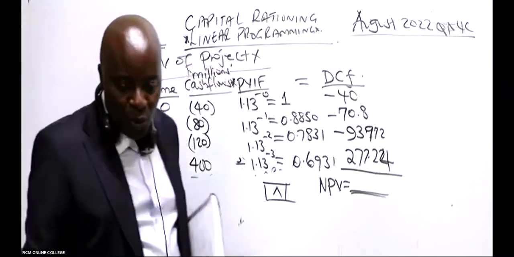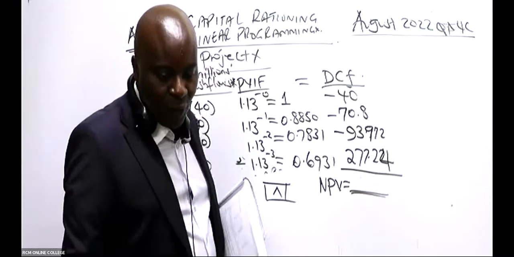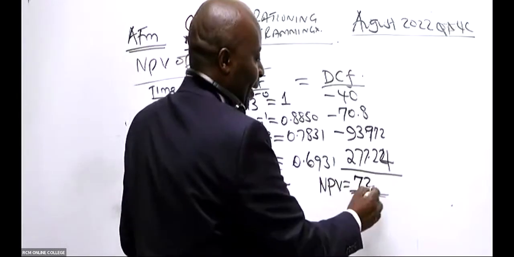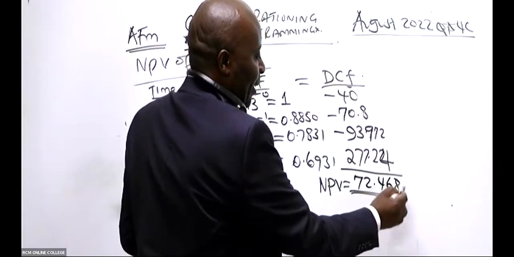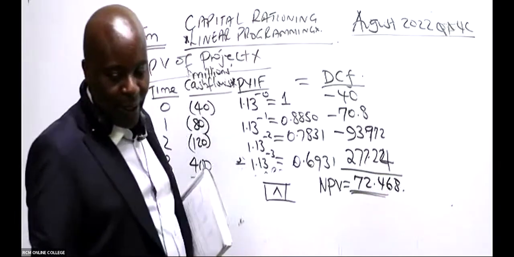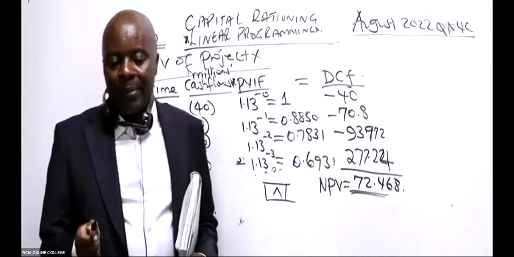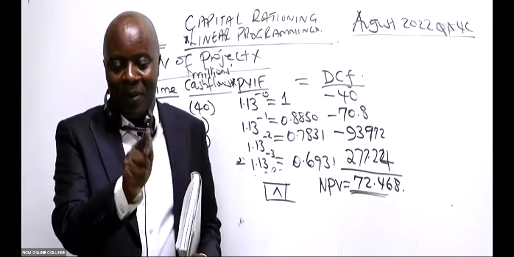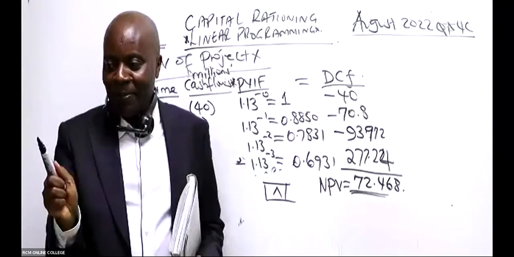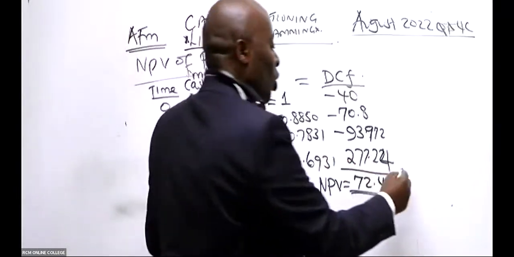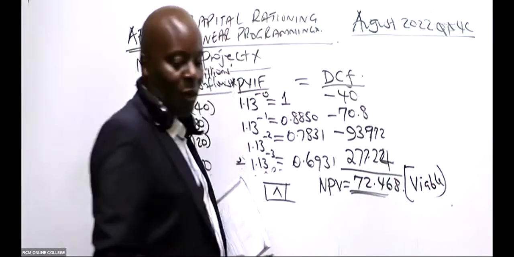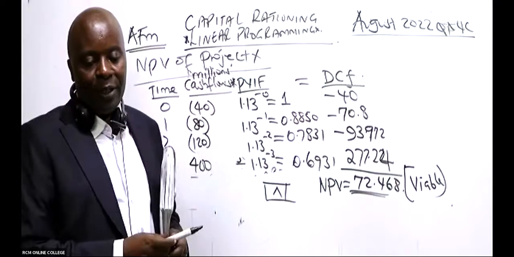So according to 72.468, yeah, 72.468. Anytime students write up to here, I'm quite aware of the mark they will always lose, the free mark. This being positive, you say, just in brackets here, that this project is viable, because NPV is positive.